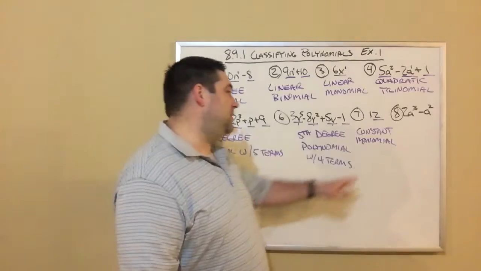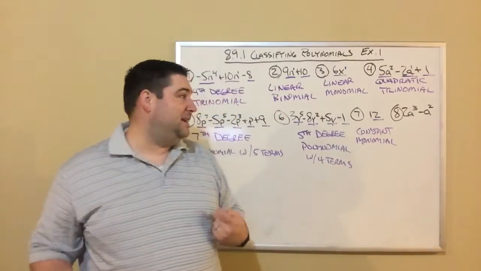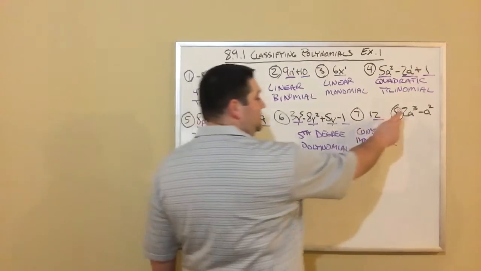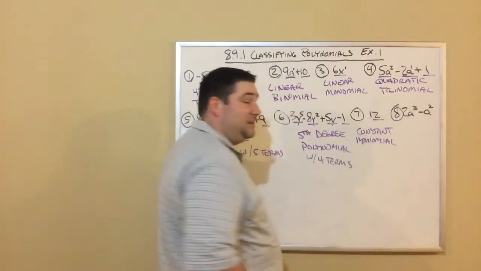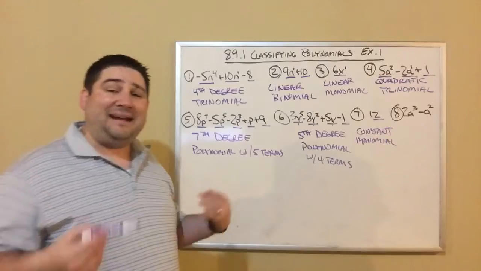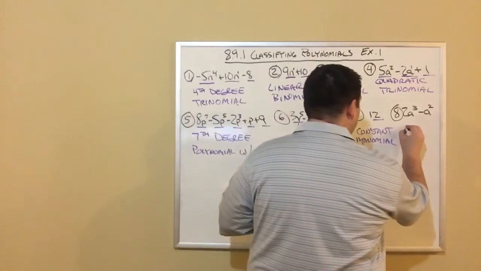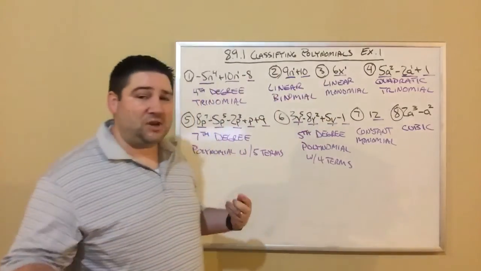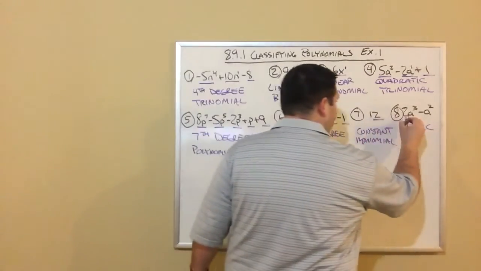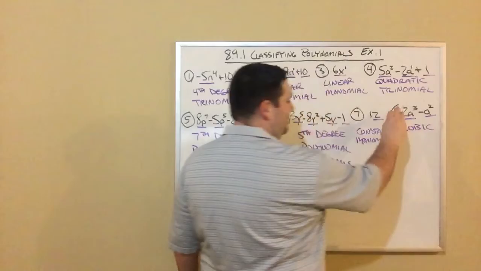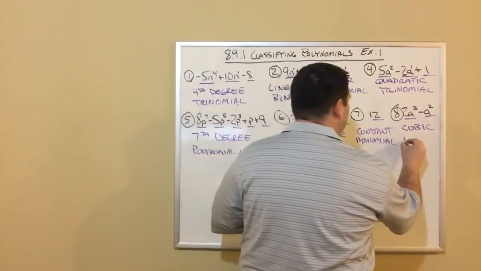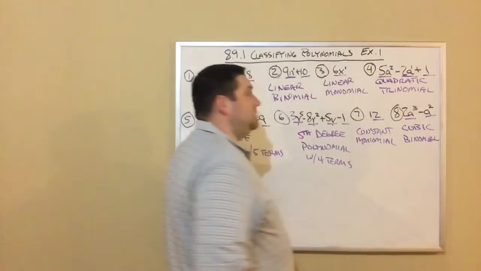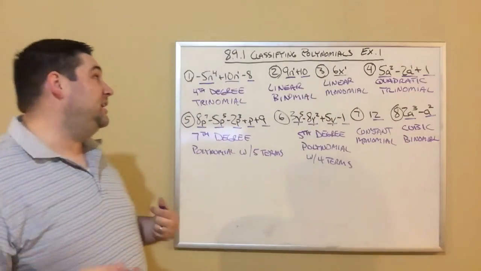Finally, our last one, number 8, 2a to the 3rd minus a squared. So I'm going to look at my degree. First term's got a degree of 3. The second term's got a degree of 2. 3 is the highest. Anything to the 3rd degree you'll see is called cubic on your chart. So this is cubic. How many terms are there? 2a to the 3rd is a term. A squared is a term. There's 2 terms, so that is a binomial. So cubic binomial.